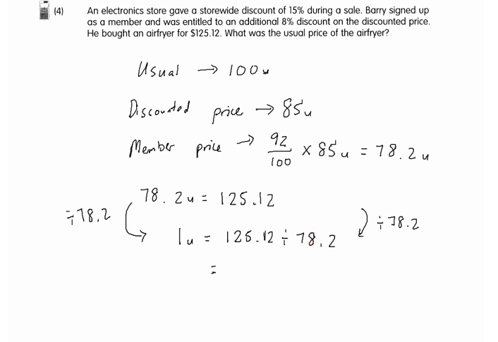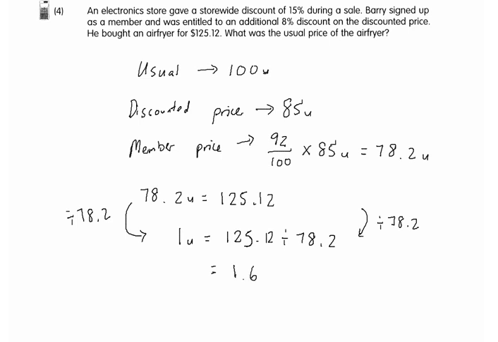So when I have 125.12 divided by 78.2, what do I get? 1.6.